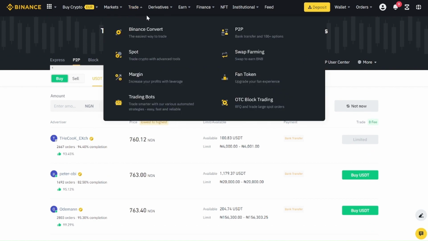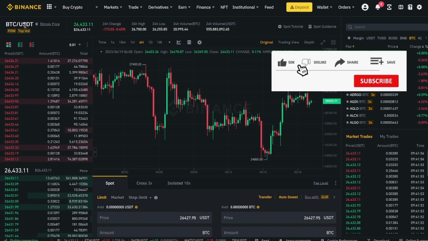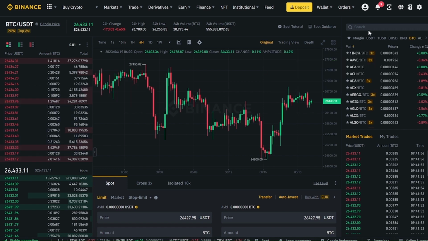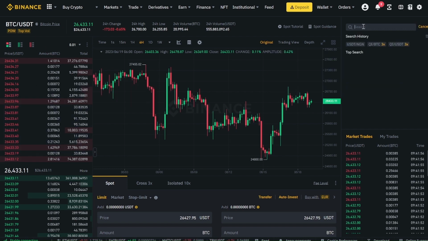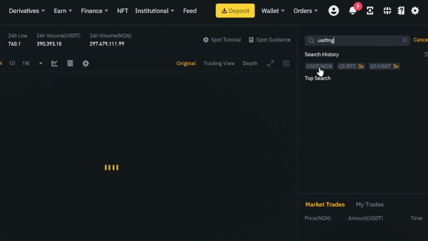I'm going to go to the market price and show you how much this Naira is trading on Binance exchange. And right here, I'm on this spot trading. I will search for the USDT and NGN pair. And right here, I'm going to search for this pair, USDT and NG. As you can see over here, this is the pair. I'm going to press this and it's going to load this page to this pair.